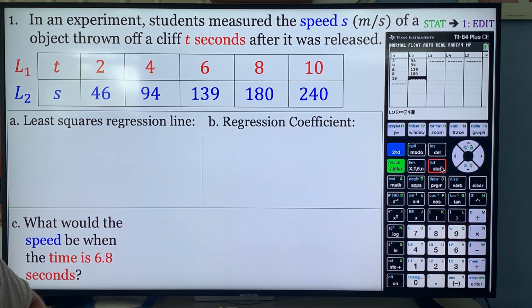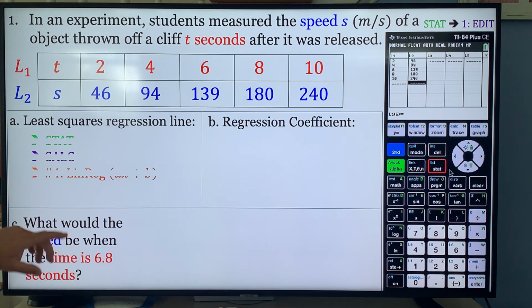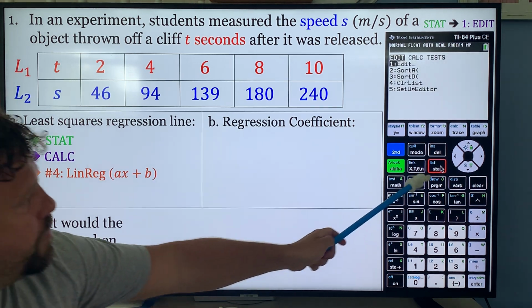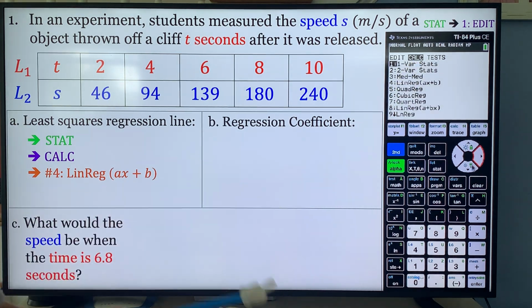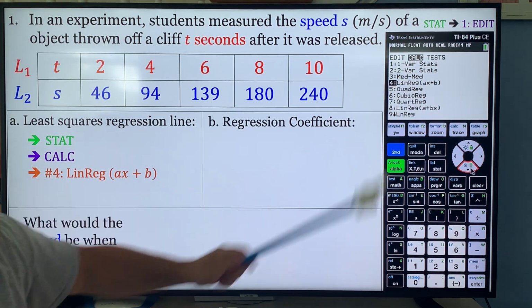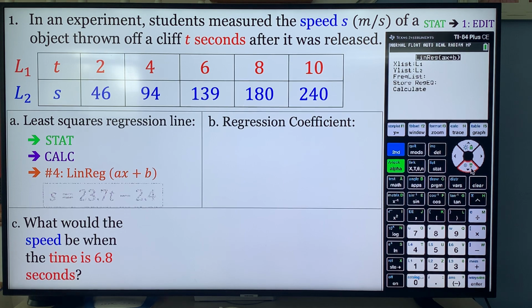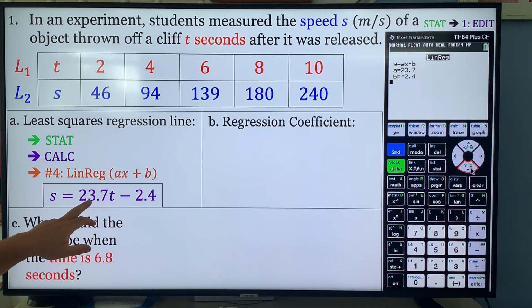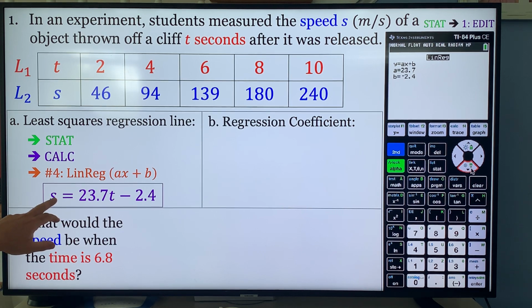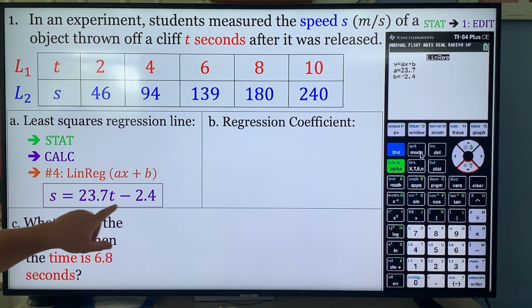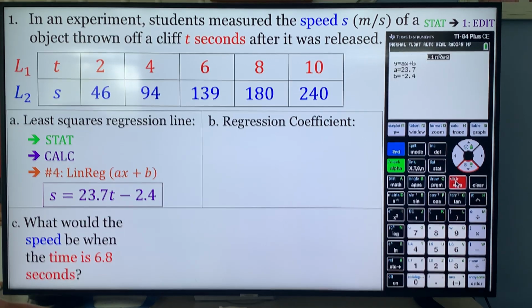This is the key. Now, to solve your least squares regression line, you're going to hit the stat button. You're going to go over to calc, and go down to number 4, which is LinReg. You type calculate, and you get a is 23.7, b is negative 2.4, so it's s equals, y equals 23.7t, which is your x, minus 2.4. 23.7 is your slope, negative 2.4 is your y-intercept.